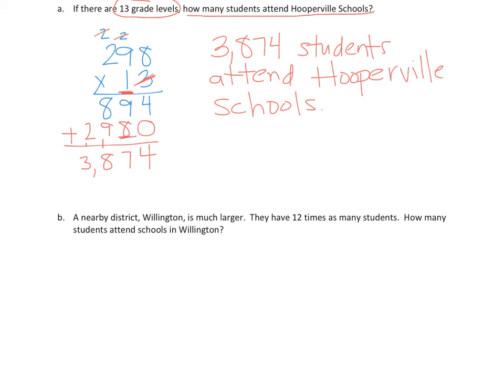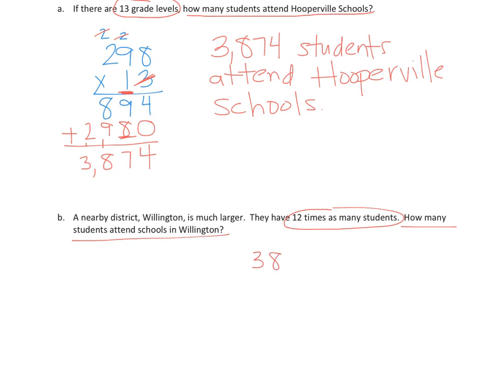All right, so now moving down to part B, it says a nearby district, Wilmington, is much larger. They have 12 times as many students than, I guess, Hooperville. How many students attend schools in Wilmington? So they have 12 times as many students. So if Hooperville has 3,874, that means we're going to take that and times it by 12 to get our answer.